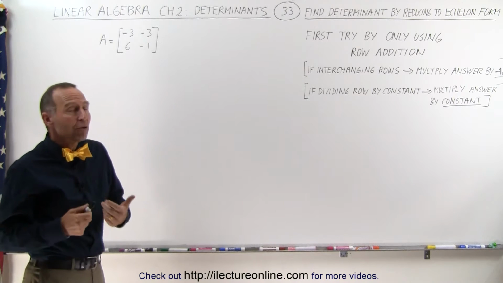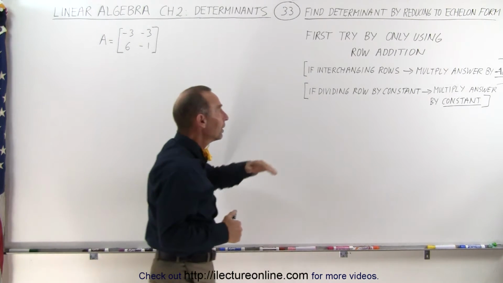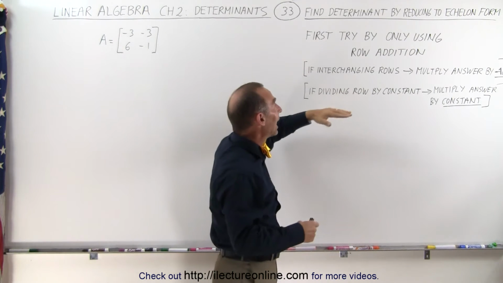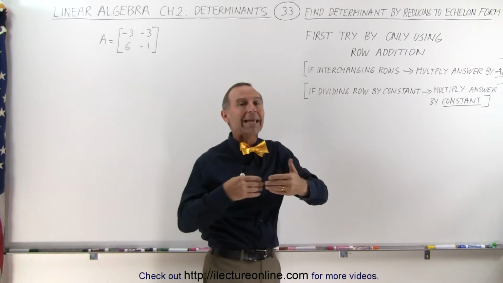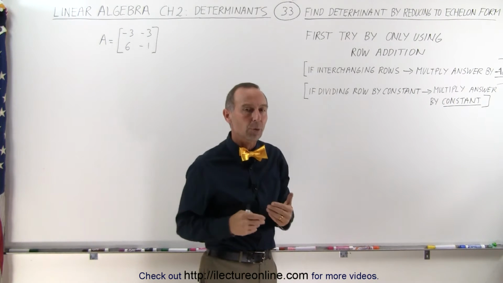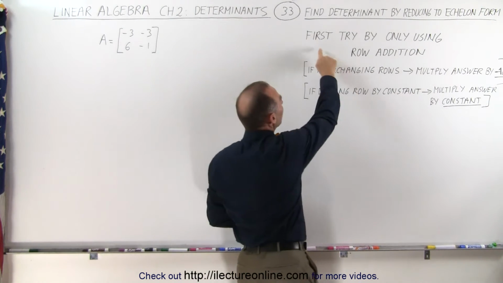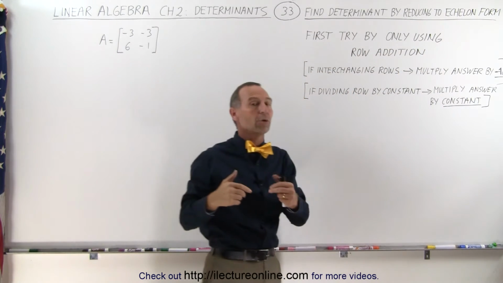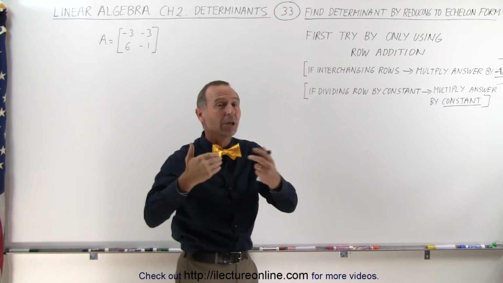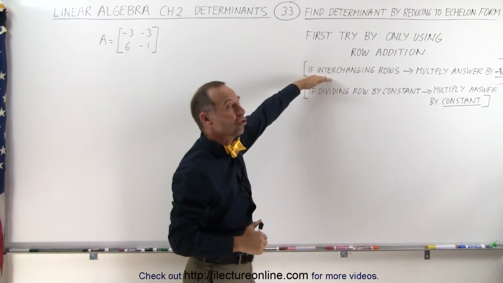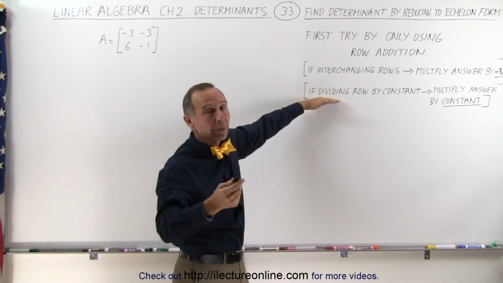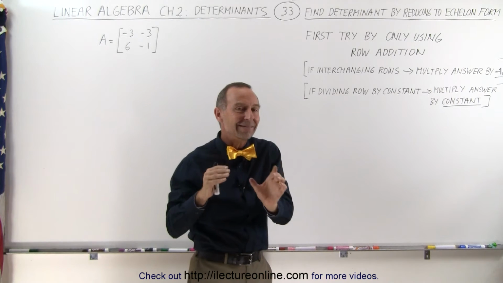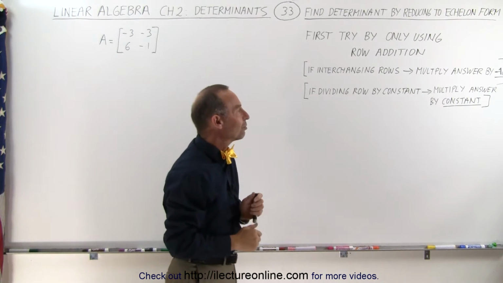We're going to do that by using the typical methodology. We could interchange rows. We could divide or multiply any row by any constant, and we can multiply any row by any constant and add that to any other row. But with this method, we're first going to try only row addition, meaning we multiply a row by a constant and add it to another row, and not interchange rows and not divide or multiply a row by a constant. Then you'll see that what we end up with, we can very easily find the determinant of the matrix.